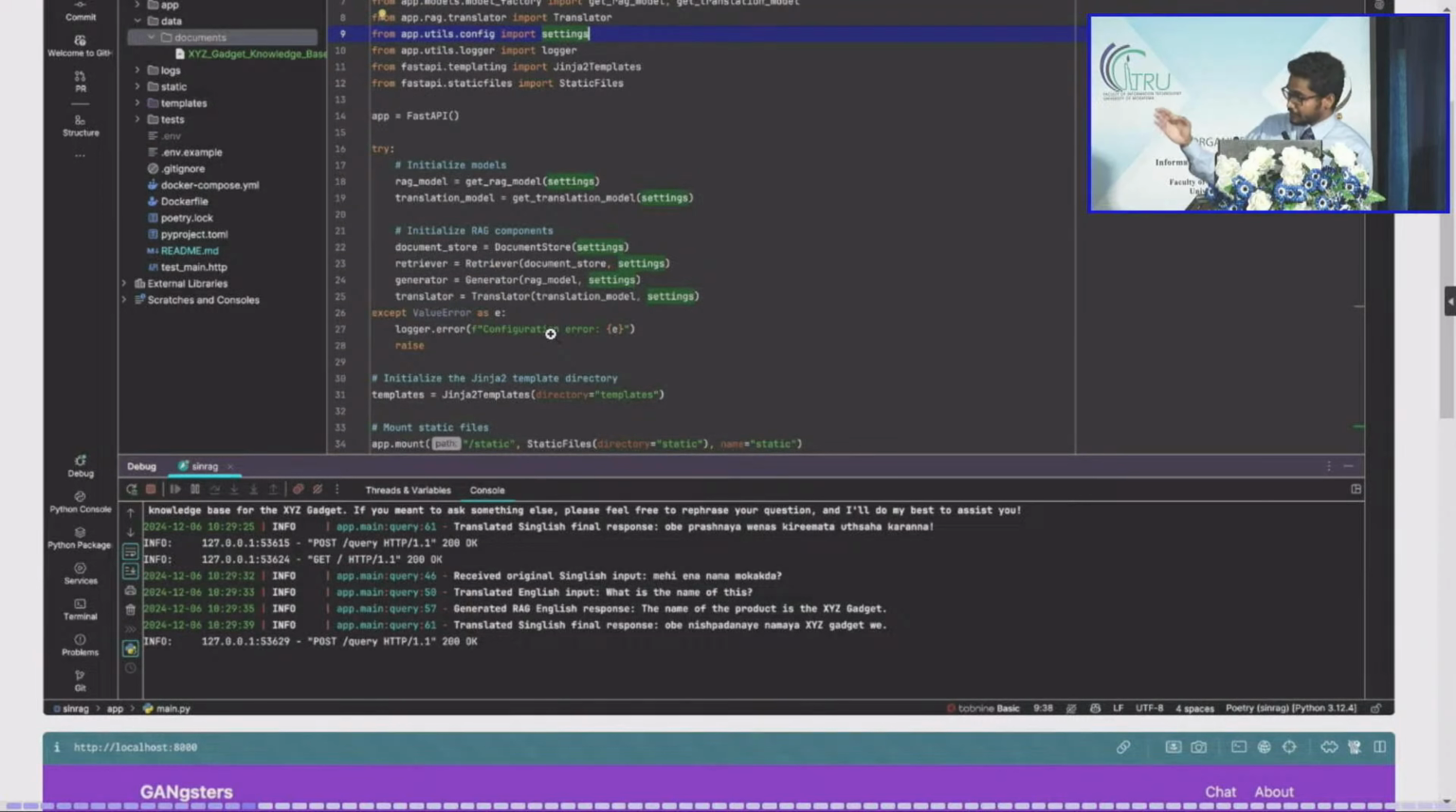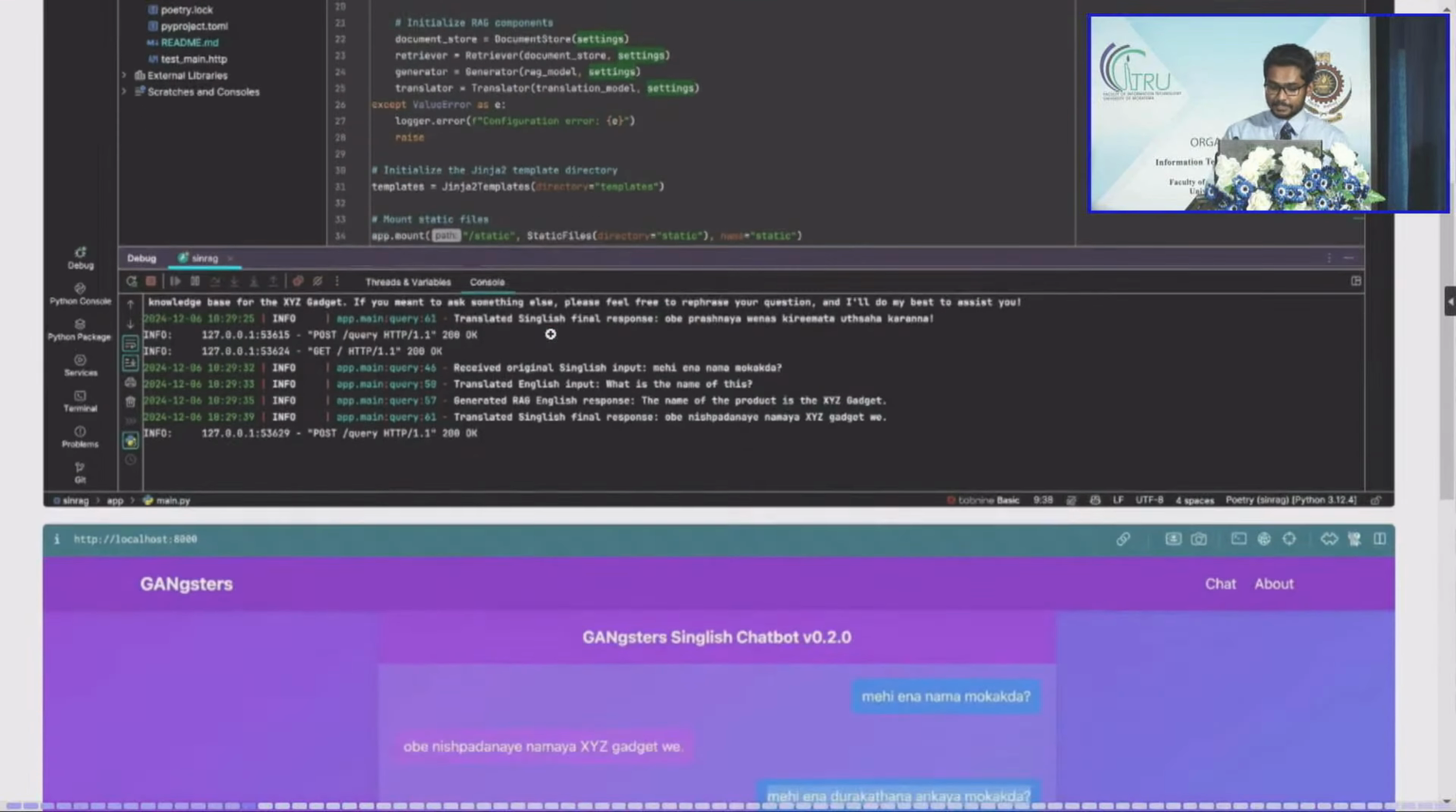So you can see, firstly, we take the user's input in Singlish and convert it to English, and then we pass that English converted text to our RAG, which is the traditional English RAG. We then get the output from the traditional English RAG and feed that into our model and convert it back to Singlish so that it's presentable to the user.